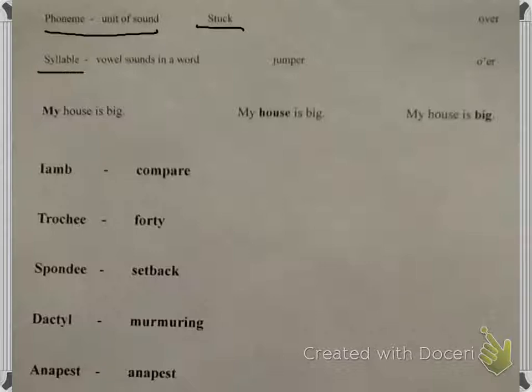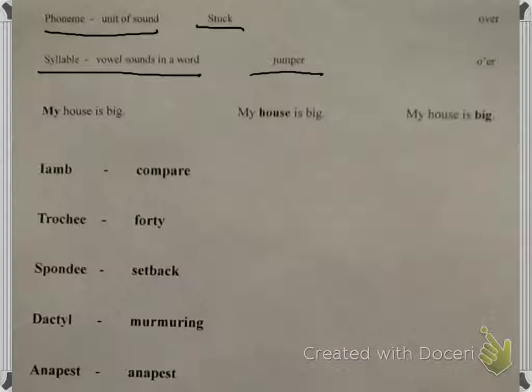However, if I wanted to check syllables, which are only the vowel sounds found in a word, then the word stuck would only have one syllable because, of course, the U is the only vowel sound. A word like jumper has two syllables. It has the U from inside the word jump, and then of course it has the E sound, as in jumper. Okay, so two syllables.